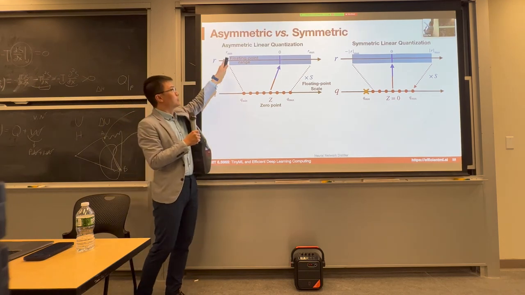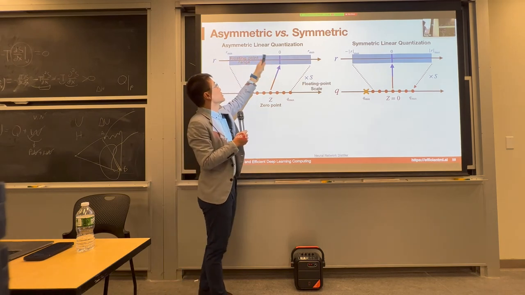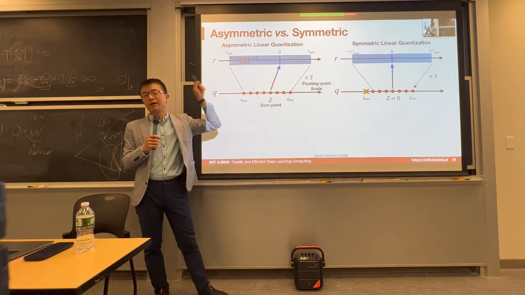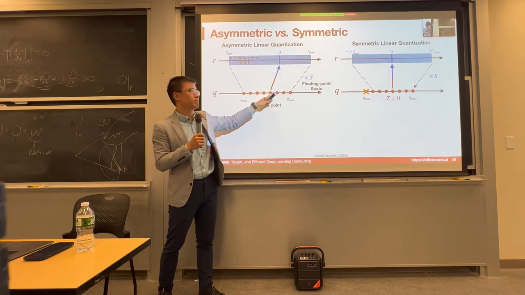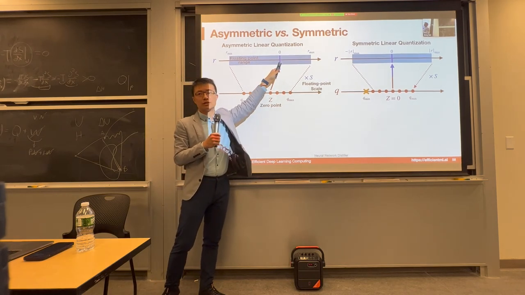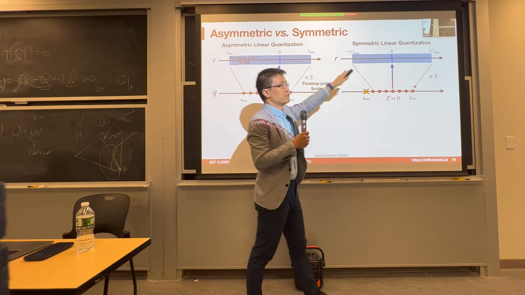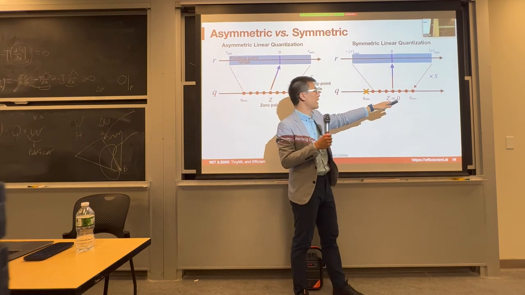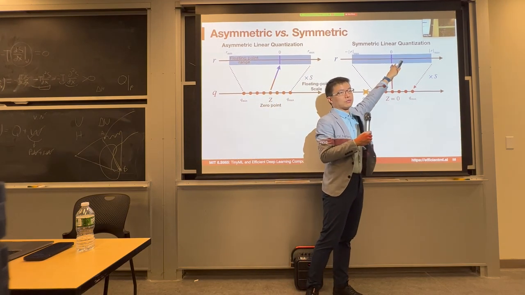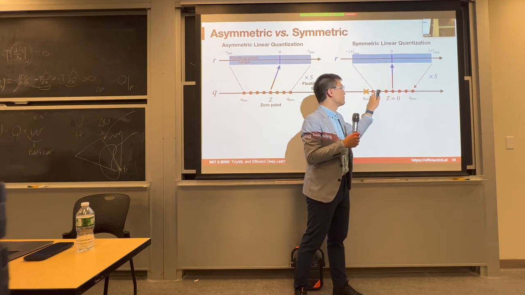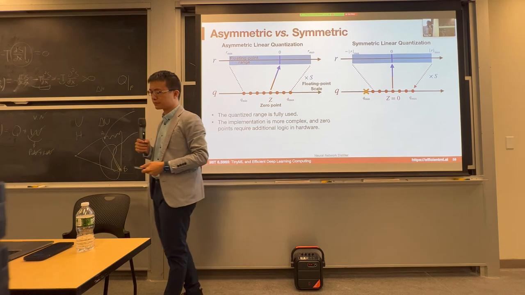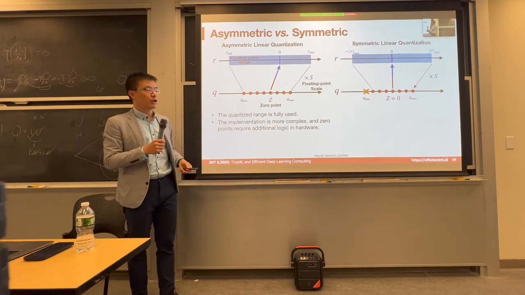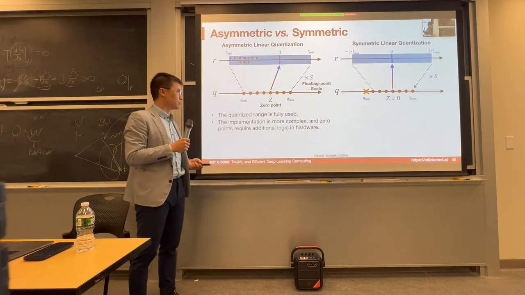Okay, so at a high level, we have this asymmetric linear quantization, meaning that the zero point is not zero. You are matching a non-zero number to a zero. But the symmetric linear quantization is saying that zero will be mapped to zero. Integer value zero will be mapped to the floating point value zero. So there are pros and cons for both approaches.